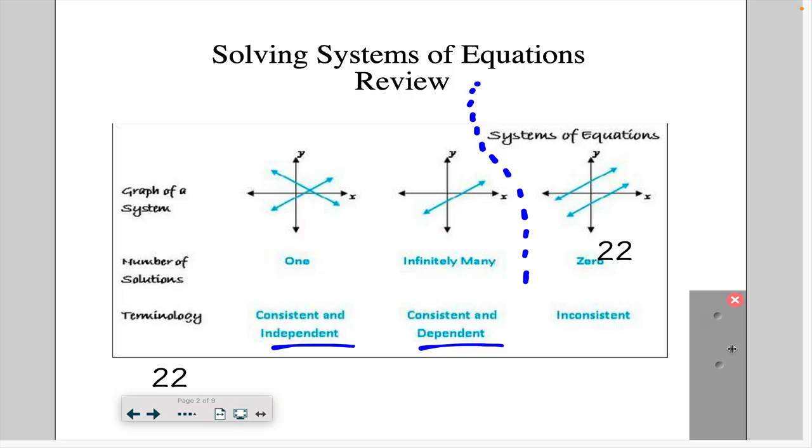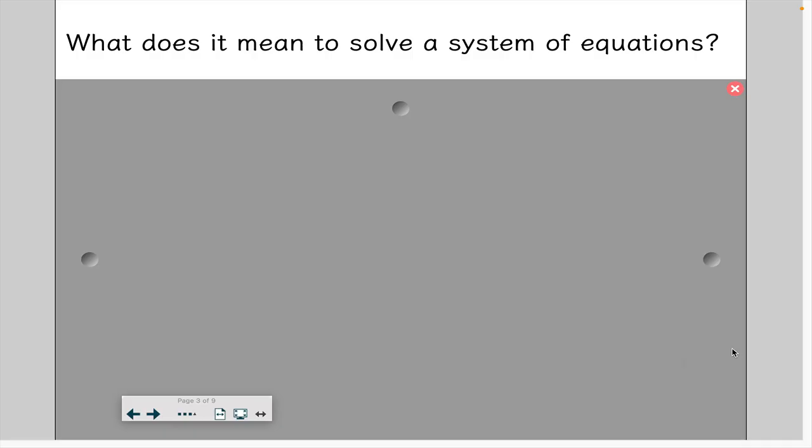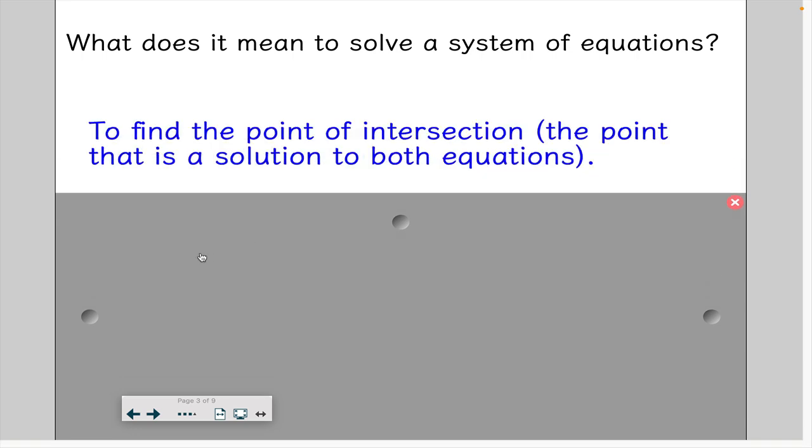Now, we all remember, I'm not going to reteach it to you, graphing's not our favorite, pain in the butt, takes forever. But this is what everything represents. We have much better ways, okay? And what methods do we have? We have ones that we're going to hit in the bottom. But what does it mean to actually solve a system? It means to find a point of intersection, which is the point that is a solution to both equations. That's what it means to solve a system.